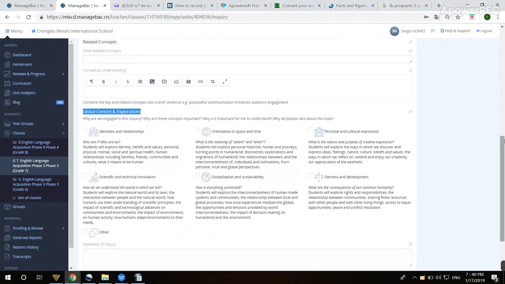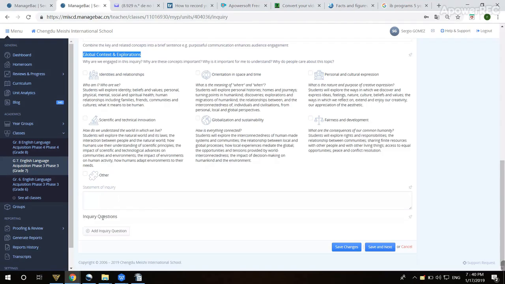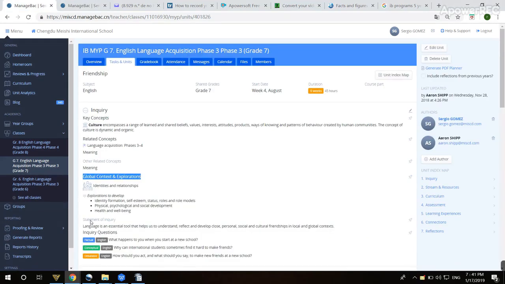For all subjects, students conduct an inquiry on a topic in a teaching unit aided by the conceptual apparatus provided by the IB, as you can see. Key concepts, related concepts, ATL skills, and so on and so forth.